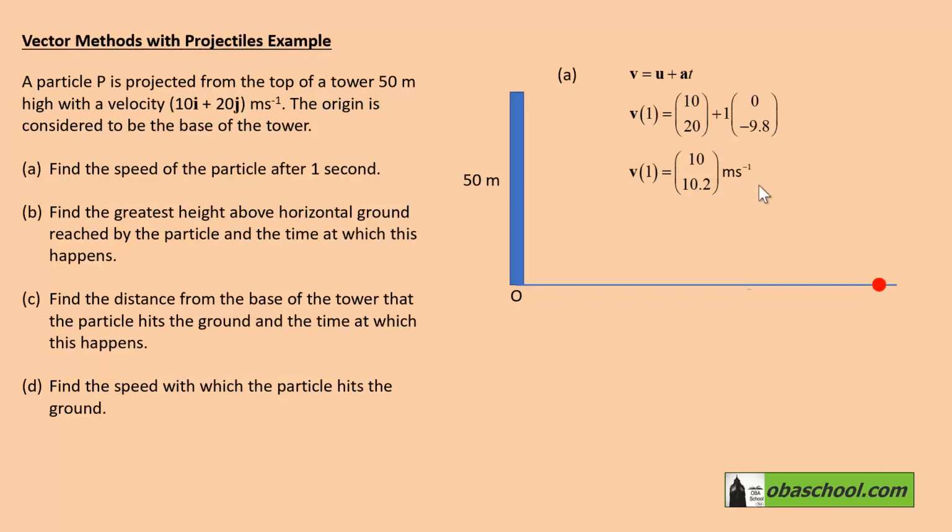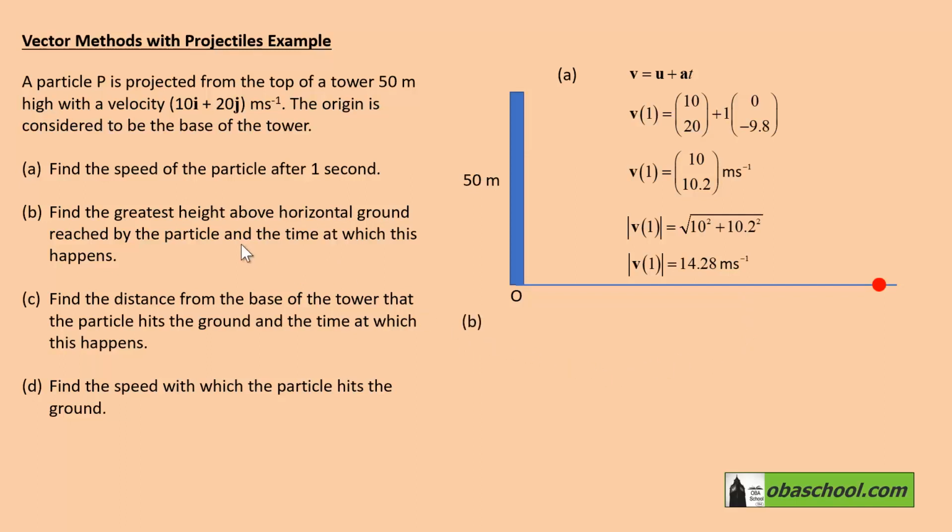Now that's the velocity. We want the speed, so we just use Pythagoras' theorem, and that's the square root of 10 squared plus 10.2 squared. And that's going to be 14.28 meters per second, correct to 2 decimal places.